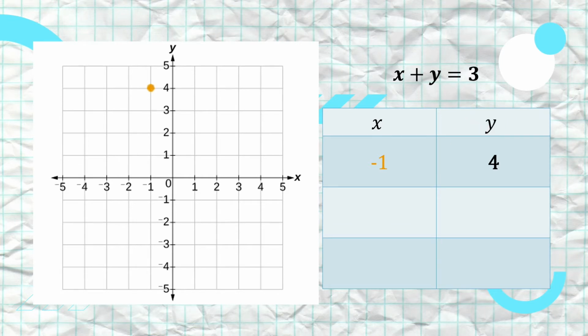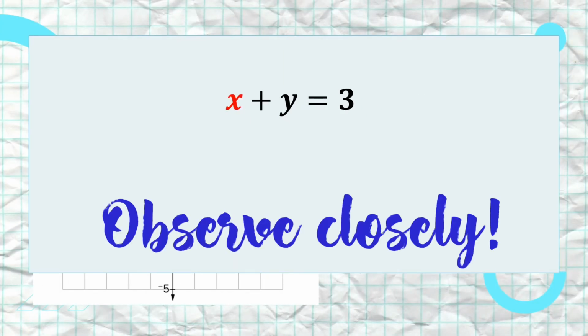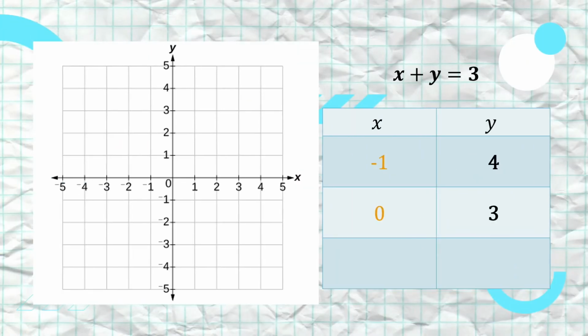Now we plot the point. Here is the point -1, 4 on the Cartesian plane. Let's choose another convenient value for x. Let's try 0. 0 plus y is y, so y is equal to 3. Simple, right? If x is 0, its corresponding value for y is 3.